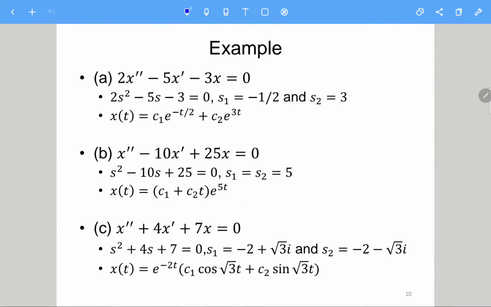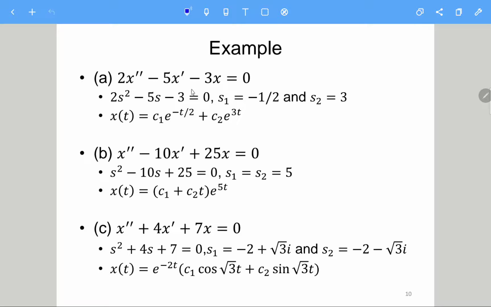So here are some examples. For the first one, we have 2x double prime minus 5x prime minus 3x equals 0. So the auxiliary equation will be nothing but 2s squared minus 5s minus 3 equals 0.